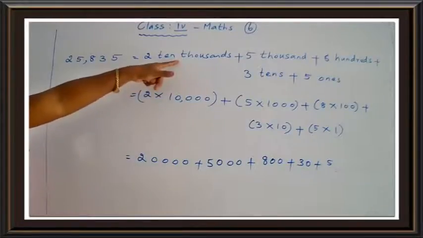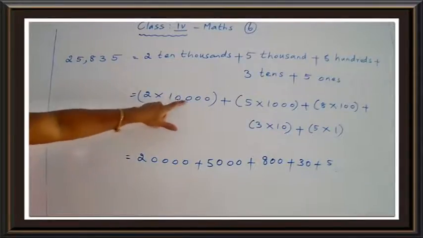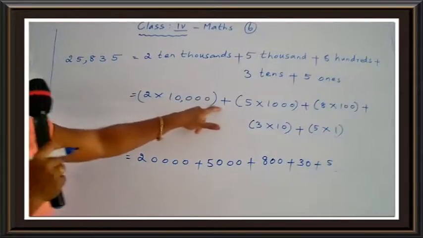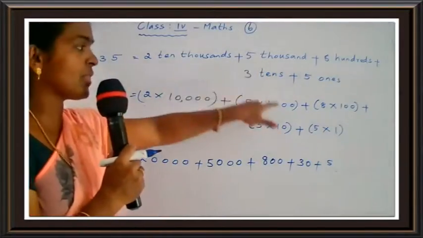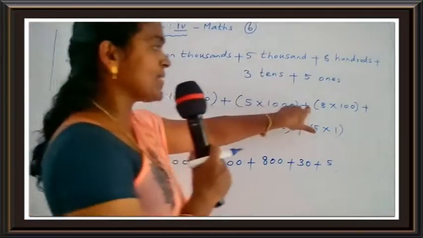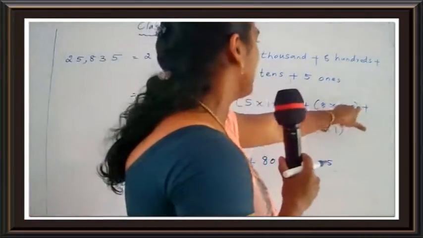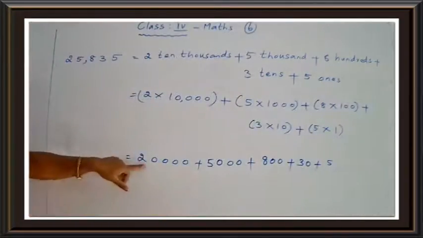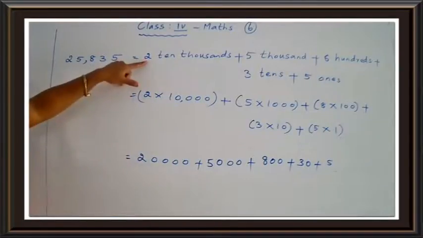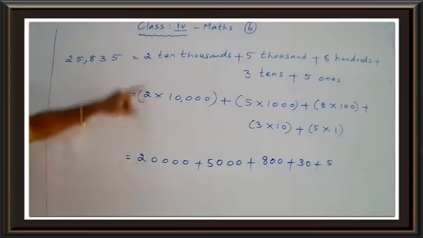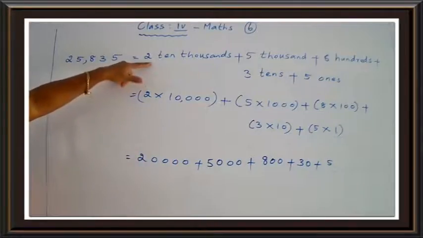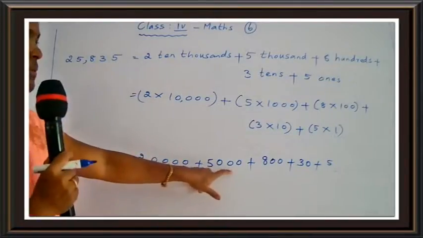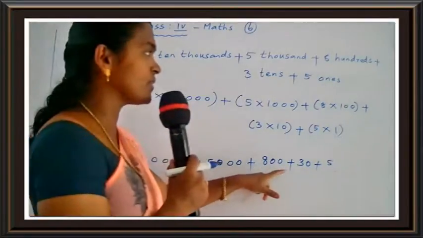Okay, 2 into 10,000 plus 5 into 1,000 plus 8 into 100 plus 3 into 10 plus 5 into 1. The another way: 2 ten-thousands in words, you write in numerals. 2 into 10,000 is equal to 20,000 plus 5,000 plus 800 plus 30 plus 5.